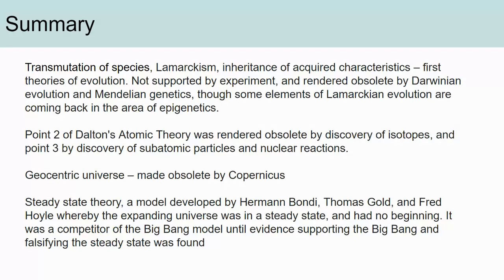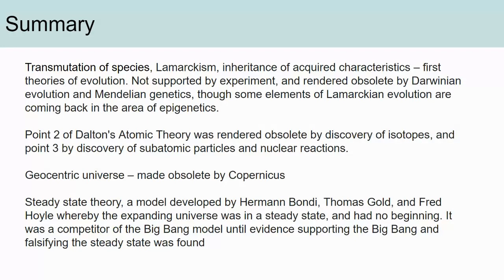So, the transmutation of species and Lamarckism and the inheritance of acquired characteristics were the first proposed theories of evolution. They were not supported by experiments and therefore rendered obsolete by Darwinian evolution and Mendelian genetics, which we can see now as our most accepted ideas. Point 2 of Dalton's atomic theory in particular was rendered obsolete, and that was due to the discovery of isotopes. And point 3 was also rendered obsolete by the discovery of some subatomic particles and nuclear reactions.